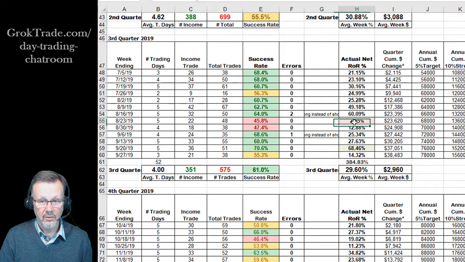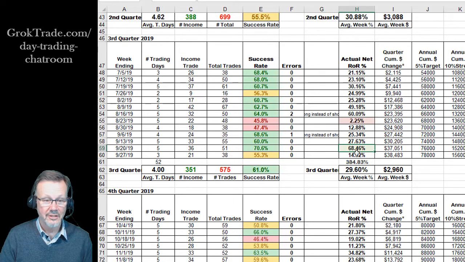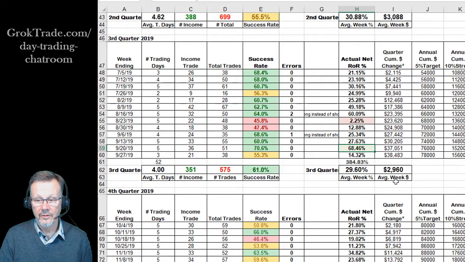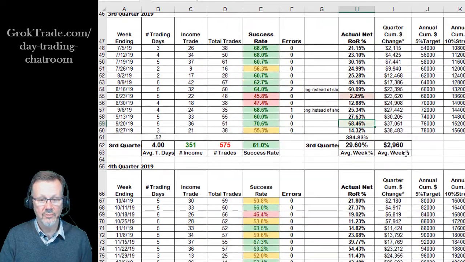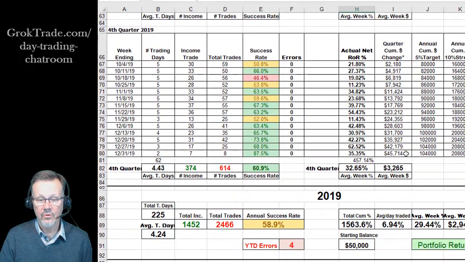And then here, this is that low week that we had at 2.25 for this particular week, and we traded 5 days that week. Then we did 68% just a couple of weeks later. So again, it just shows you every day is a separate and unique event here, folks, in the trading room. And then we have this fourth quarter here.